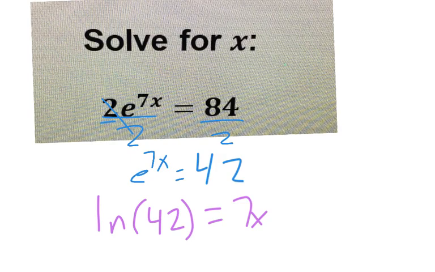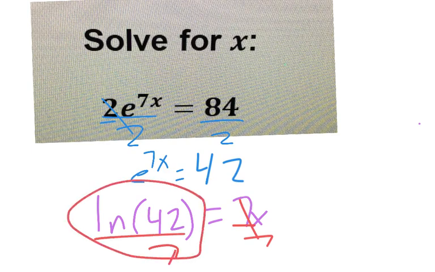You follow that? And so x is being multiplied by 7, so now I'm going to divide by 7. And so now I've got x isolated. So x equals that. That's one way you can think about it, going from exponential to logarithmic. That's not the way I do it, but that's the way we talk about it, okay?